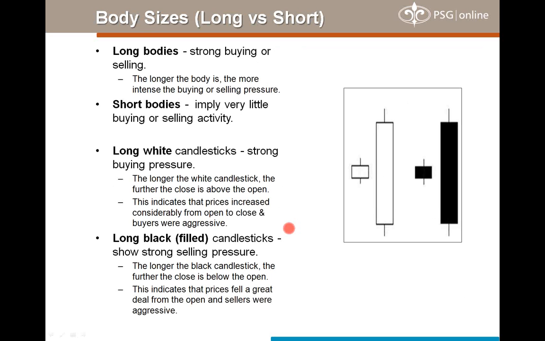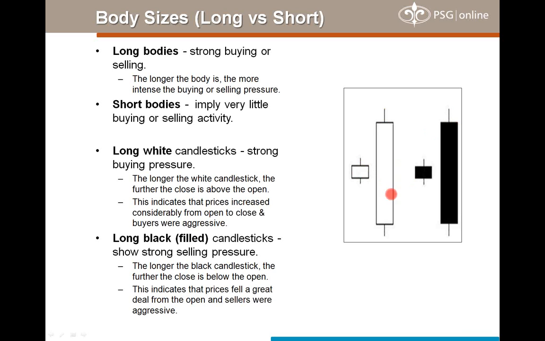So let's go to more of the nitty-gritty. Let's talk about the body sizes, the size of the longs or shorts as such. Long bodies, okay, we've got our two long candles here. It highlights obviously strong buying, and there's strong selling. The longer the body, the more intense the buying or selling pressure. Short bodies imply very little buying or selling interest. There's a lot of volatility, and with short little bodies, there's no interest.